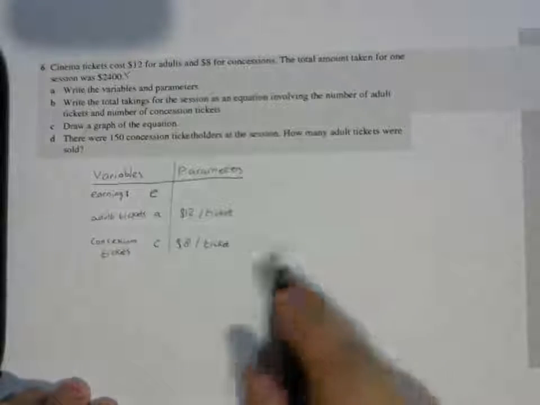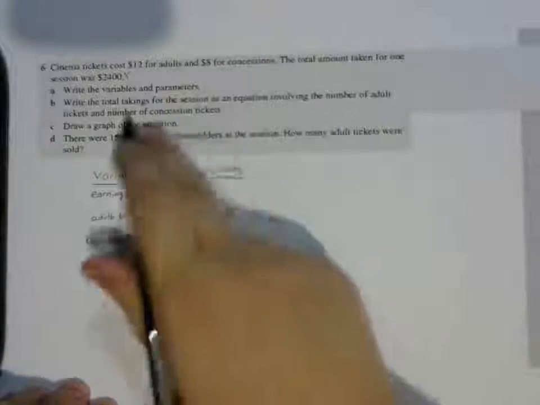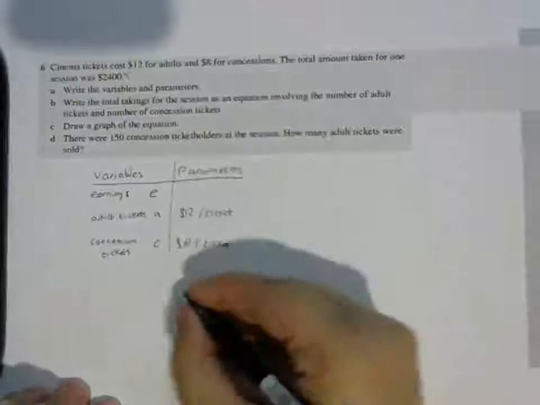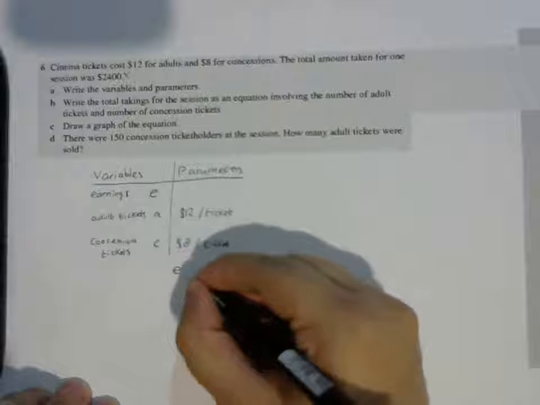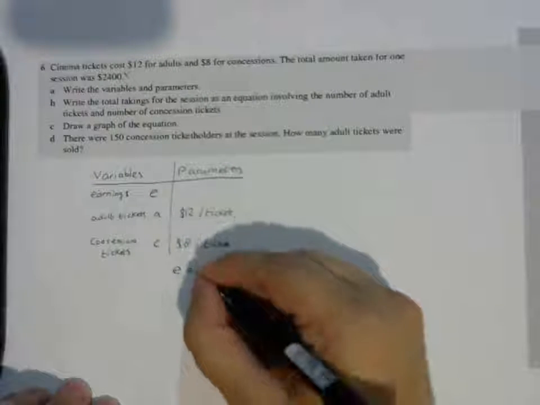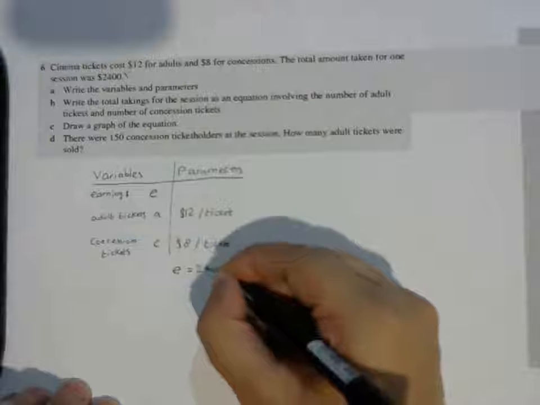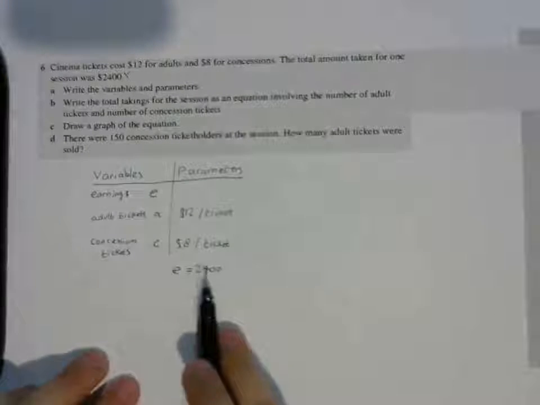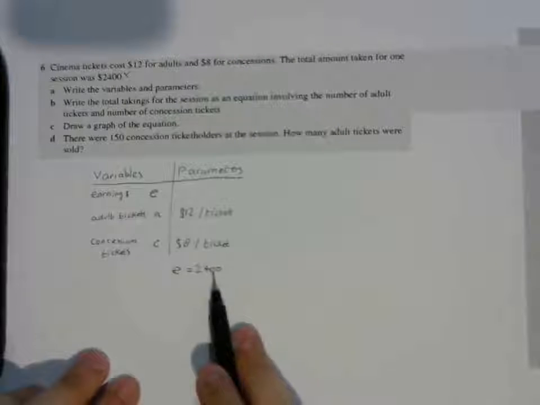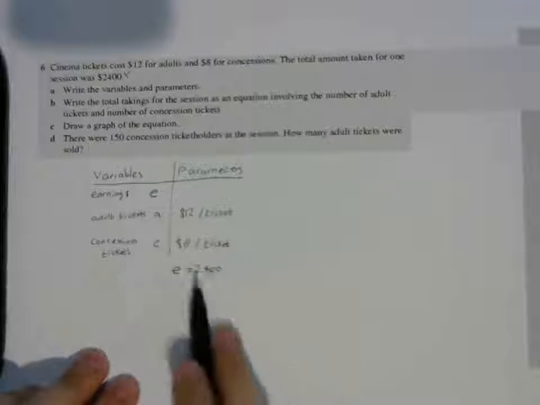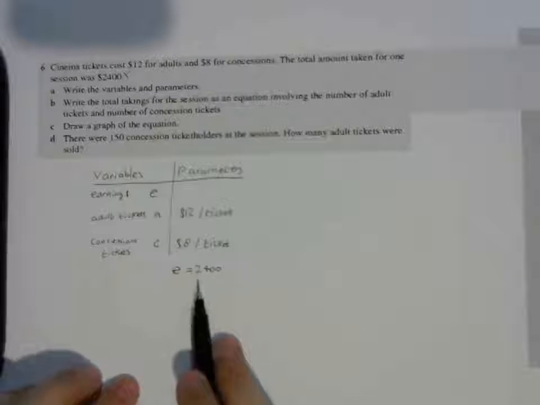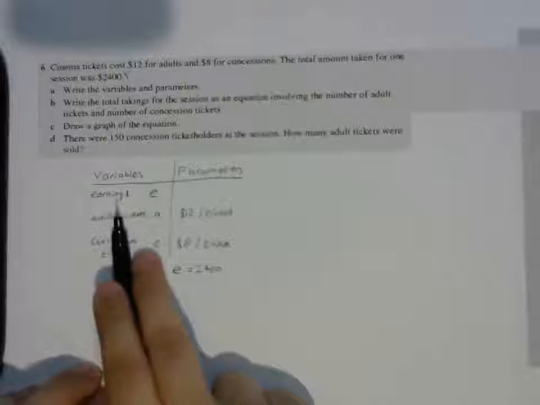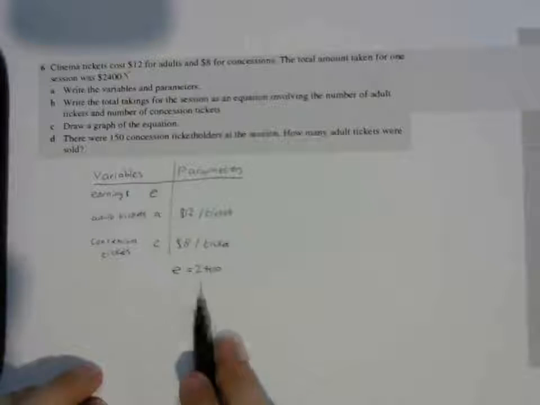We also know that the amount taken for one session is 2,400, which means at some time our earnings is equal to $2,400. Note that we don't need to know this value to be able to calculate our earnings. This is actually a value that we've got, so it's separate from a parameter linked to variables. It's an actual value that we know.